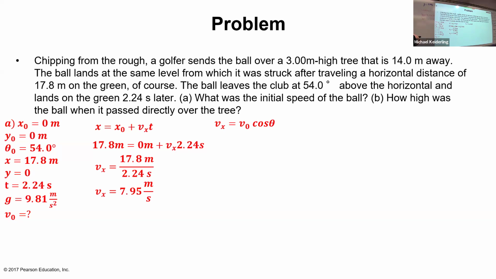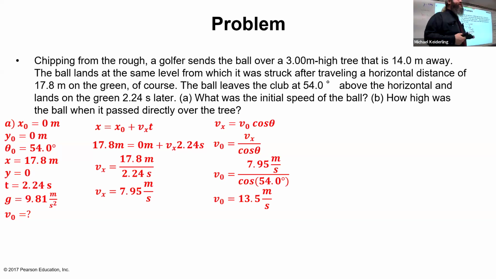Vx is Vx naught, so we know that equals V naught cosine theta. We know what theta is. We know what Vx is. We want to find V naught. V naught is Vx divided by cosine theta. So 7.95 meters per second divided by the cosine of 54 degrees gives us an initial velocity of 13.5 meters per second. So that's part A. That's how we find the initial speed of the ball.